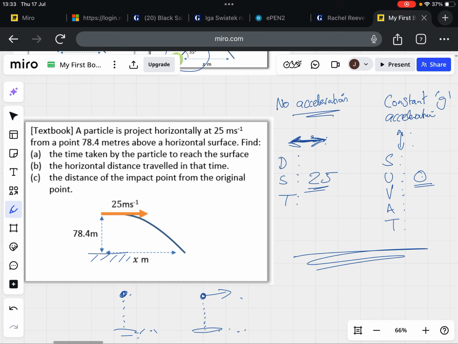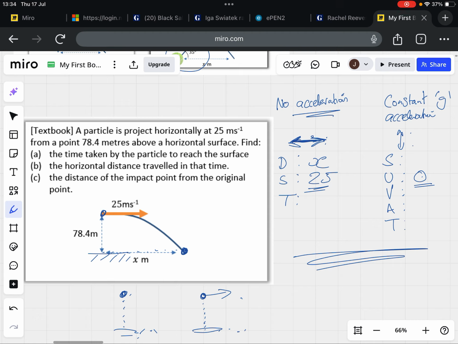So any more numbers that we can put down? Yep, I haven't used the 78.4, the x. The x looks to me like the horizontal distance, so I'm going to put x in there. I am assuming now that this is the part of the journey I'm interested in, by the way, okay? So from here to here.